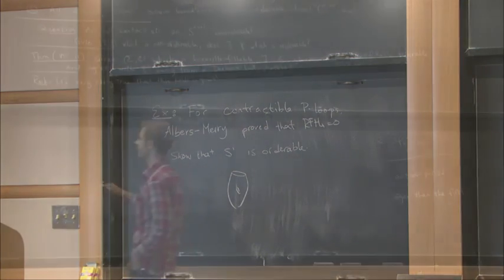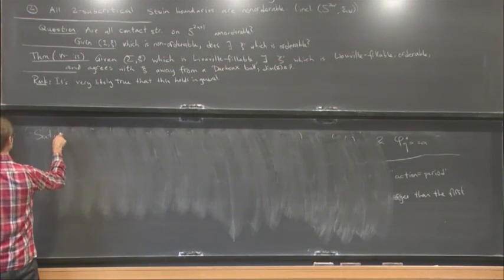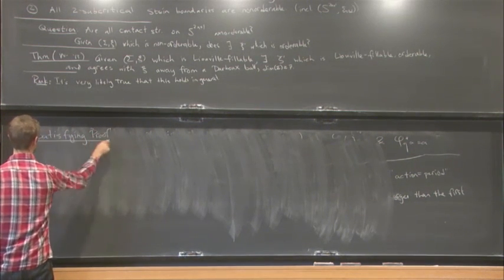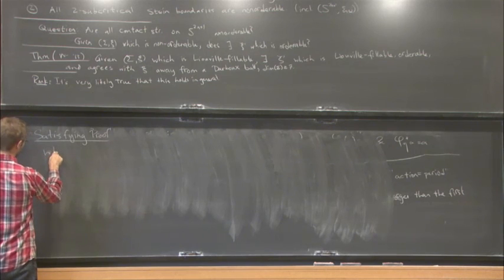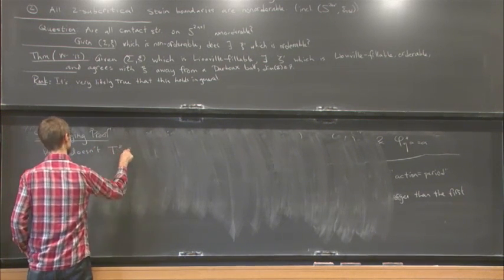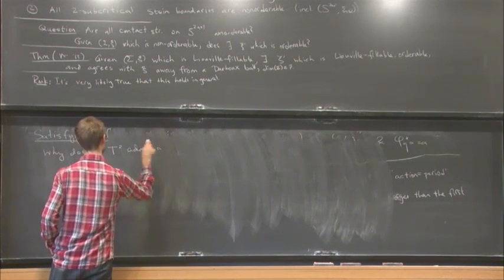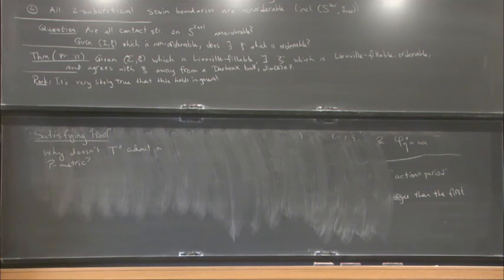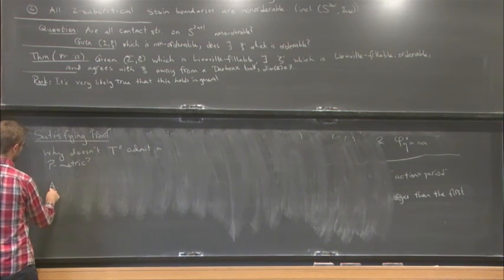So the kind of satisfying proof of this, and by satisfying I mean completely intuitive, is: why doesn't the torus admit a p metric? And what I mean by a p metric here is it would induce a positive loop of contactomorphisms on the unit cotangent bundle. So that's the Q, here's the A.